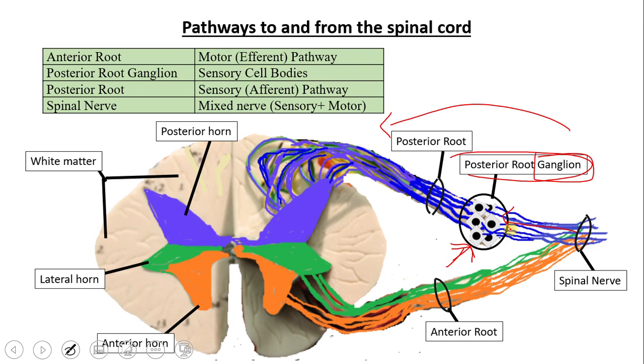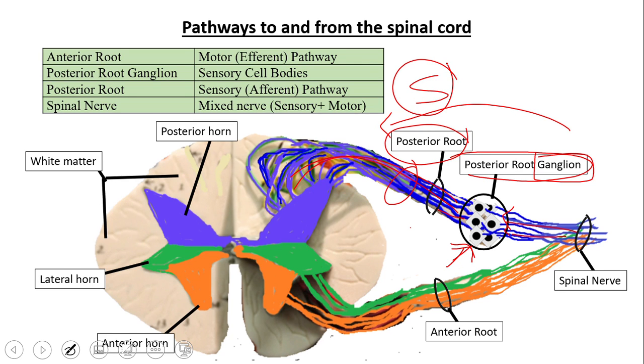From the sensory cell bodies of the posterior root ganglion, the sensory signal goes to the spinal cord through the posterior root. So these axons making the posterior root carry sensory pathway only. So the posterior root is only sensory.